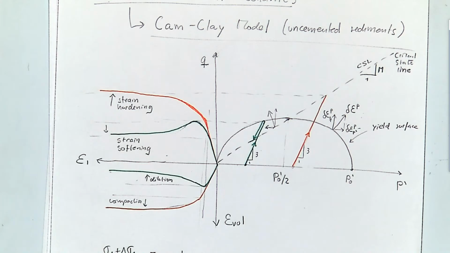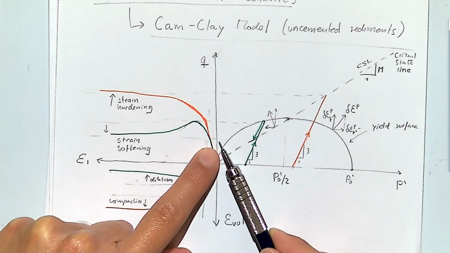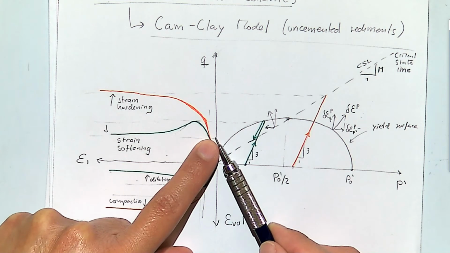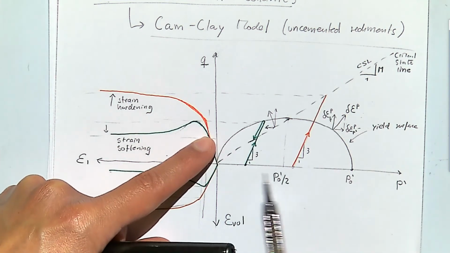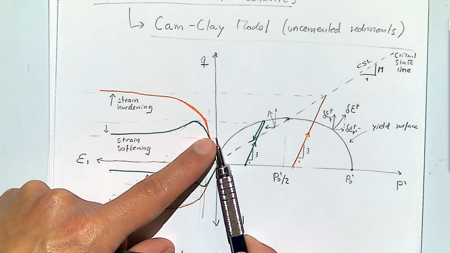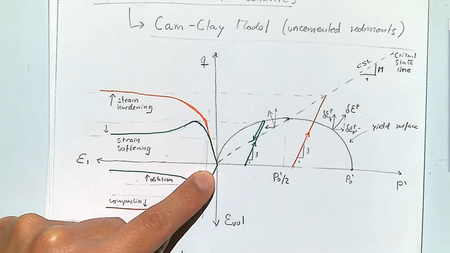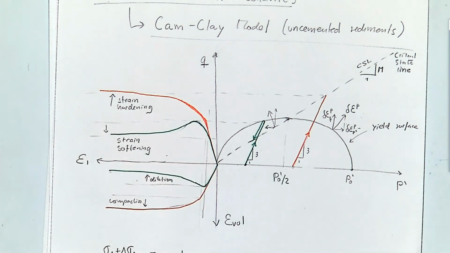Yes, Stephanie? Is this just for uncemented sediments? This is for uncemented. If you had a cemented material, your line would not start here, but will go a little bit above this point. And this line will go above this point. Like so, exactly. So at the P prime equal to 0, still you can resist some deviatoric stress. But overall the paths would stay? The shape will be more or less the same, yes.